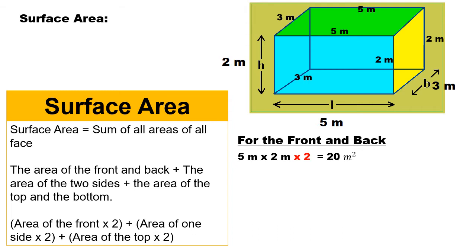So 5 times 2 is 10. 10 times 2 is 20 meters squared. Okay, let's keep that answer. Then for the 2 sides, I'm only going to work out one side and then double it up. So take a few seconds to quickly see what is the length and the breadth of the side, which is the yellow rectangle.